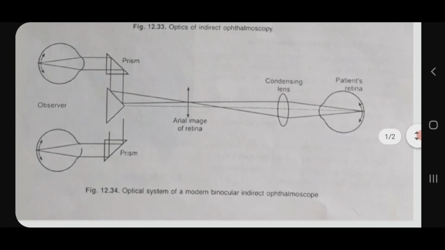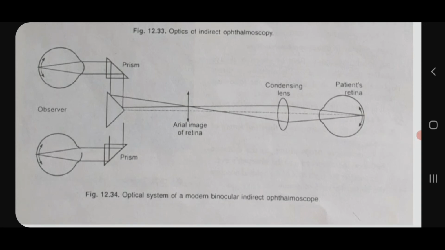Let's see the optics of a binocular indirect ophthalmoscope. You can see on the left hand side there are two right angle prisms. The observer is standing there, and on the right hand side is the patient's retina. Light is falling through the condensing lens on the patient's retina, and then it is falling on the two right angle prisms. The light rays undergo total internal reflection. That's why we can have a clear image of the fundus in my right eye and left eye.